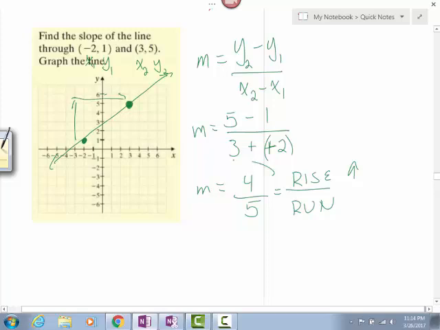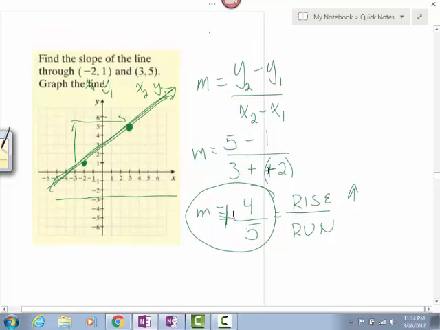So one thing I want to point out, I'm going to go back to my other problem before, but I want you to notice something here. The slope of my line is positive. It's positive 4 over 5. And as I read my line from the left to the right, this way, my line is going up. If my line is going up, I'm going to have a positive slope.